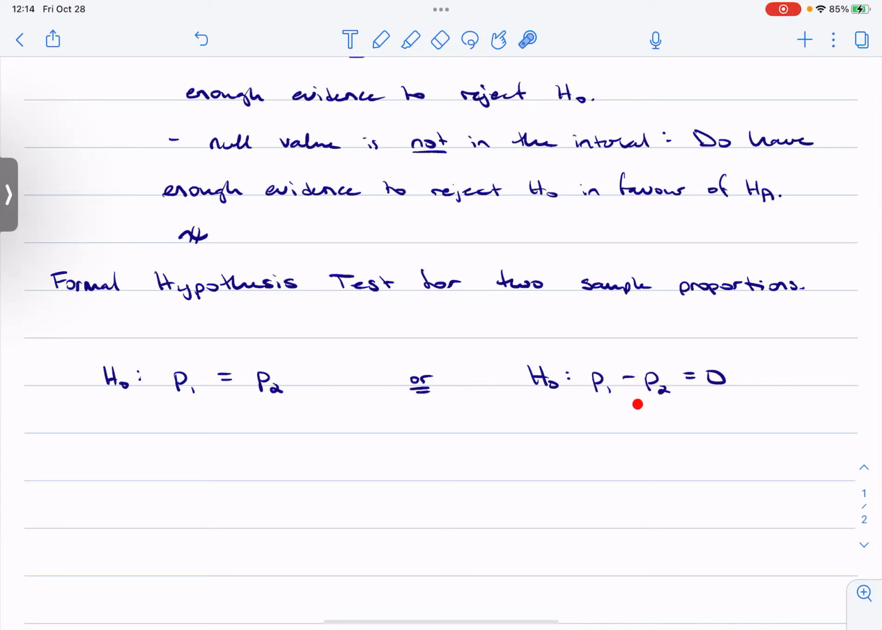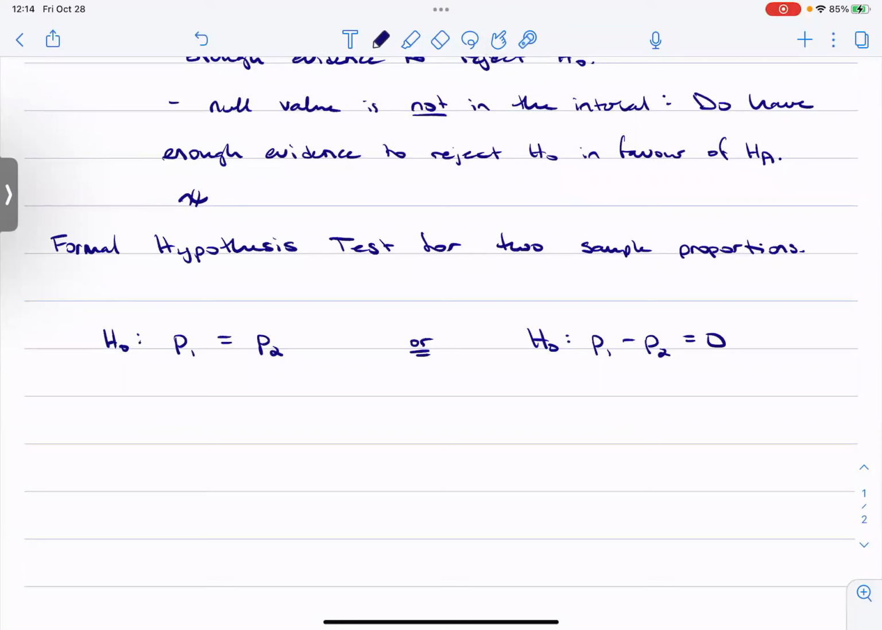And the second one, the one that I don't love as much because there's more symbols to keep track of, is what we're technically hypothesizing about. We're hypothesizing about the difference in population proportions, right? So it's more proper.